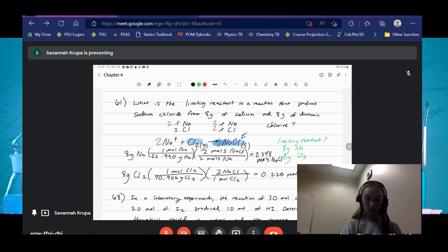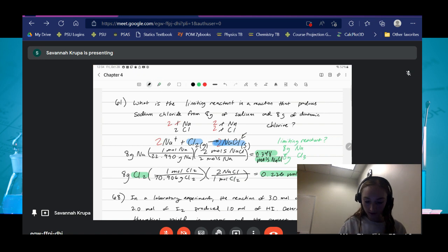So if you can see, the sodium produced 0.348 moles, but the diatomic chlorine produced 0.226 moles of sodium chloride. You had a question? How do you know to put sodium chloride on top? Sodium chloride on top. Yes, okay.